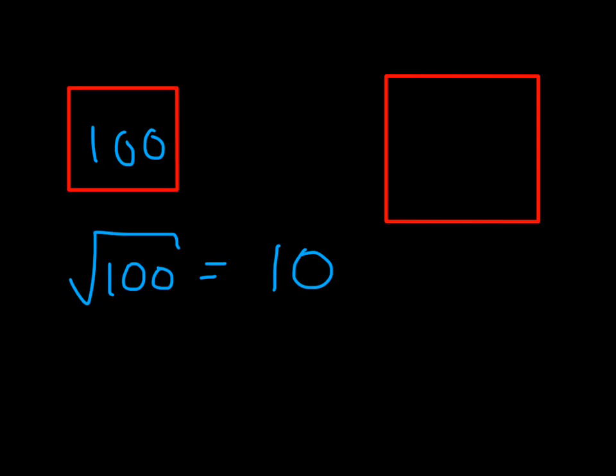Like let's say we have a square with an area of 5. You have to think to yourself, what times what makes 5? Or what's the square root of 5? And that is going to be an irrational number. That means that it's going to go on and on and on.